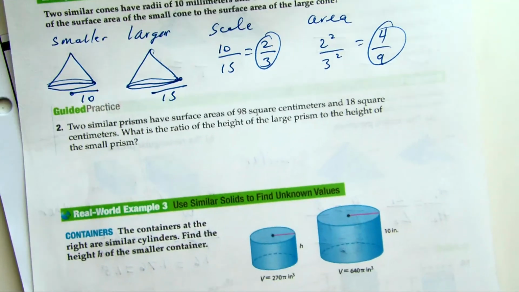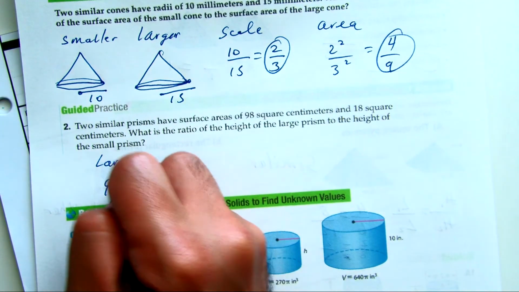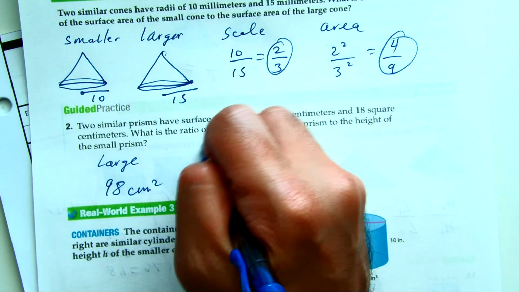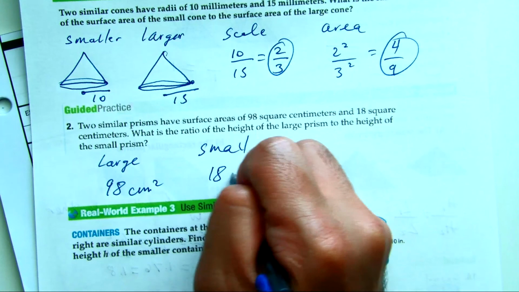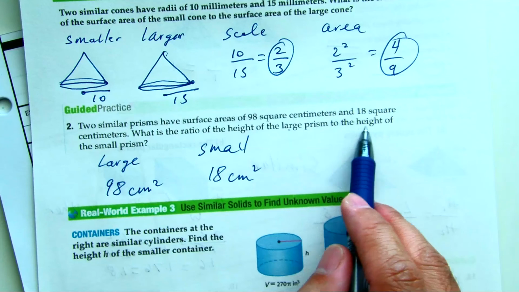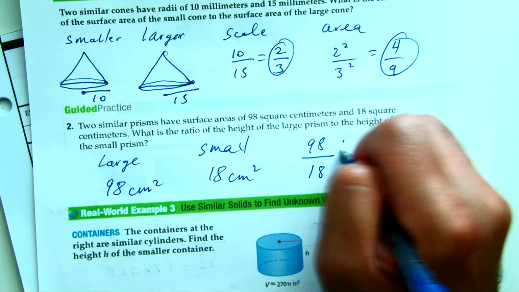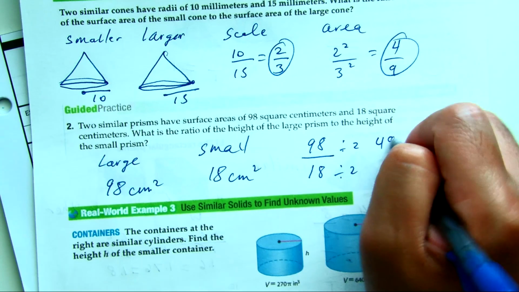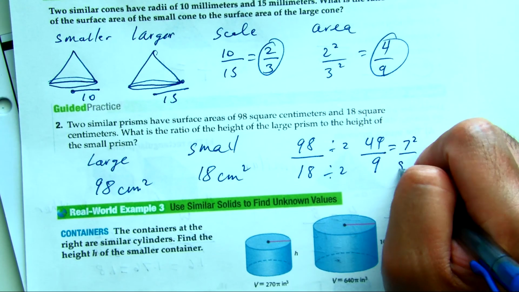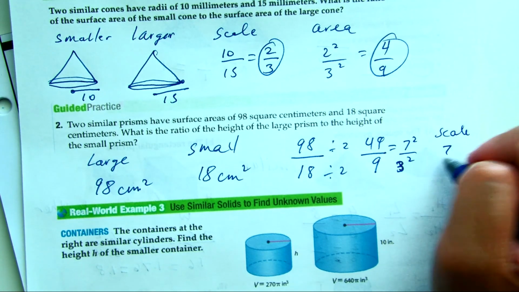Alright, next one, number 2. A larger prism is 98 centimeters squared. When you see a square like this, it means the area. A small prism, 18 centimeters squared. We are comparing the larger one to the smaller one. So we put 98 over 18, divide by 2. We get 49 over 9. That is 7 squared over 3 squared. Therefore, the scale factor is 7 to 3, which is the ratio.